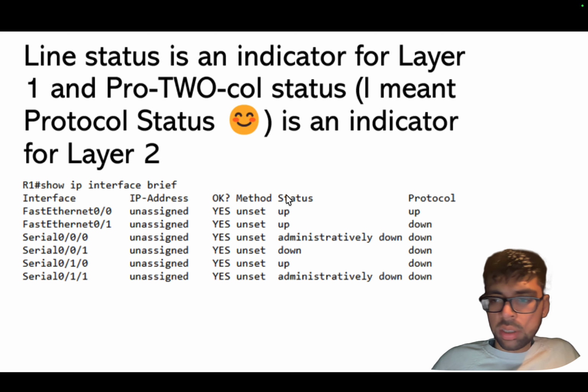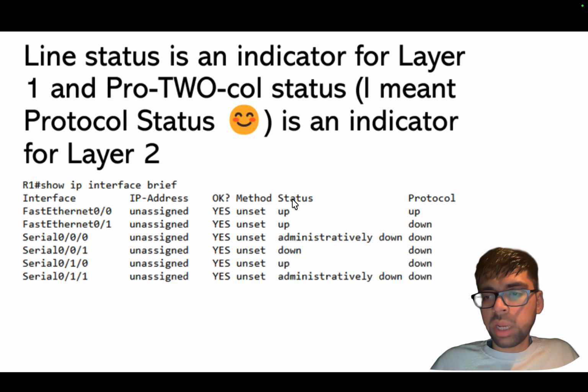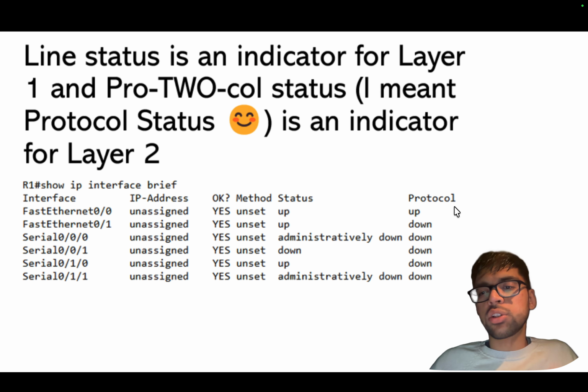Now sometimes, like here, you see it just written status. That's line status. Don't get confused. We're talking about line status, layer 1. Protocol status is for layer 2.